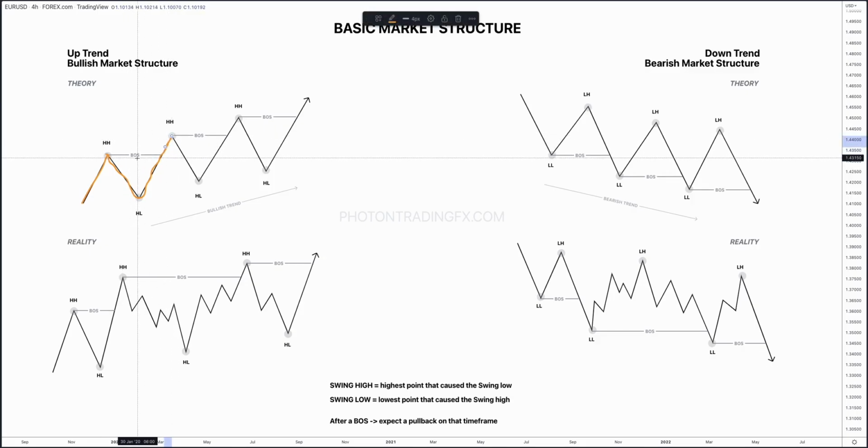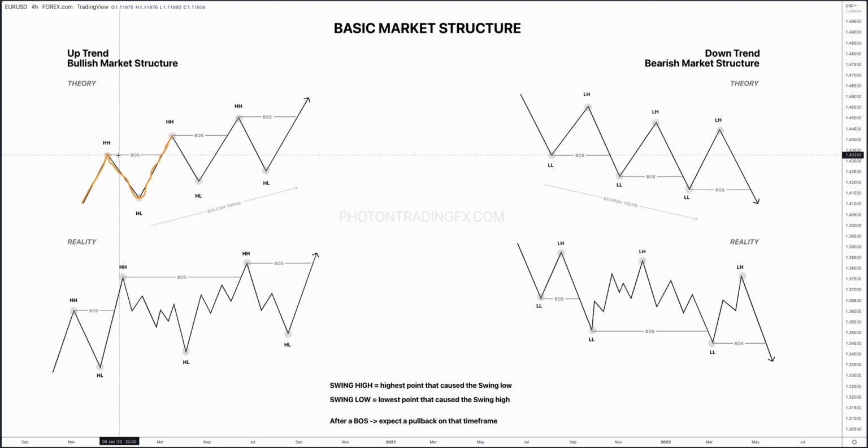Now, BOS is simply, it stands for break of structure, okay? And that's what I said. What is structure? Structure is simply just the highs and lows in a market. So in this instance, price initially moved up, it formed a higher high, price then pulled back, and then when we broke this high here, right? So we get a break of structure, a BOS, we then form a higher high, okay?